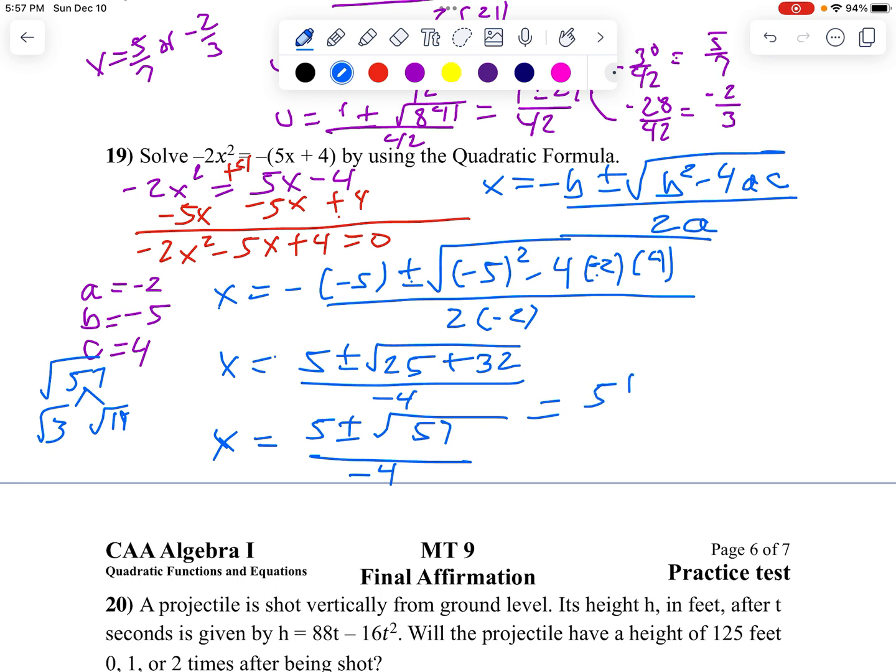5 plus or minus the square root of 57 all over negative 4. I could also say negative 5 plus or minus the square root of 57 divided by a positive 4, because if I do a plus and minus, it'll be a minus and a plus. So no matter how you do that problem, that's your answer. And we got it.